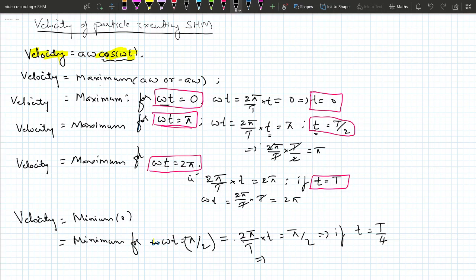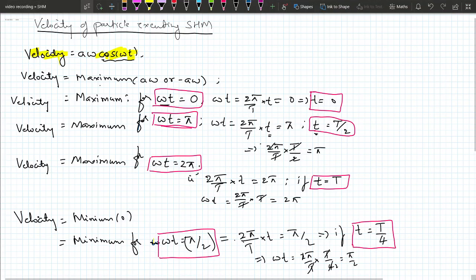So let's check it. Omega t is equal to 2 pi by capital T, and t I have taken as T by 4. So this gets cancelled. You have 2 ones, and this is 2 times. This is pi by 2. So therefore it is valid. Therefore I can say this is the first condition for minimum. This is in terms of time, while this is in terms of the phase, or the angle.